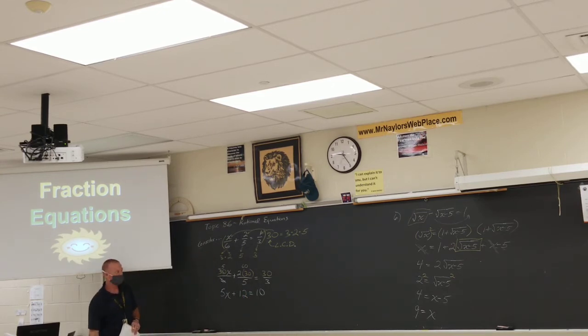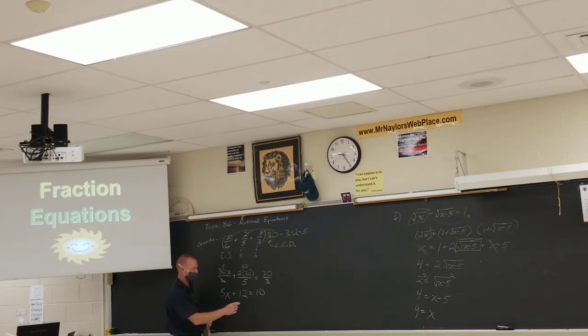All the denominators are gone, and you're staring at a pretty easy equation. Subtract 12, divide by 5. Subtract 12, get negative 2. Divide by 5. All right, we get negative 2/5. Not a big deal.